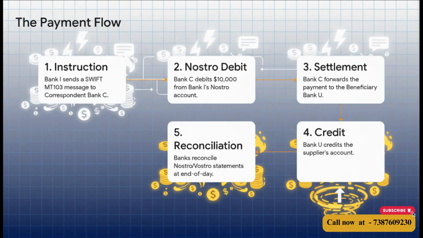And check this out, because this slide really breaks down the two different things that are happening at the same time. You've got the stuff in white, that's the information flowing, the messages, the instructions. Then you have the stuff in yellow, that's the actual money moving. And notice the sequence. An instruction gets sent first, then the correspondent bank moves the money from the Nostro account, then another message goes out, and finally the supplier sees the money in their account. It's this perfectly timed dance between information and value.